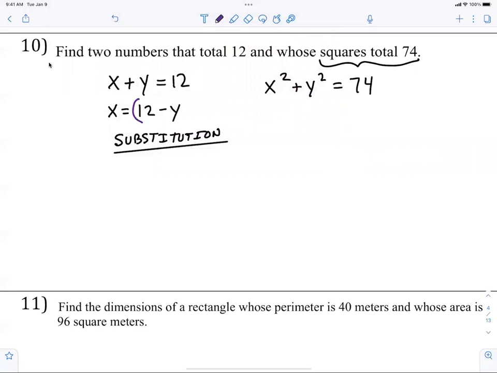So this is what x equals. X equals 12 minus y. Does anybody have a problem saying that? Luca, you good with that? Now, wherever I see an x, I can put what? See this x right here? I'm going to put what there? 12 minus y. So again, parentheses, 12 minus y squared plus y squared equals 74.